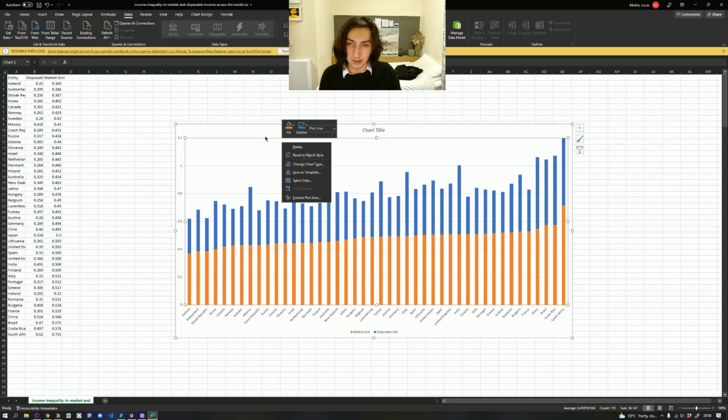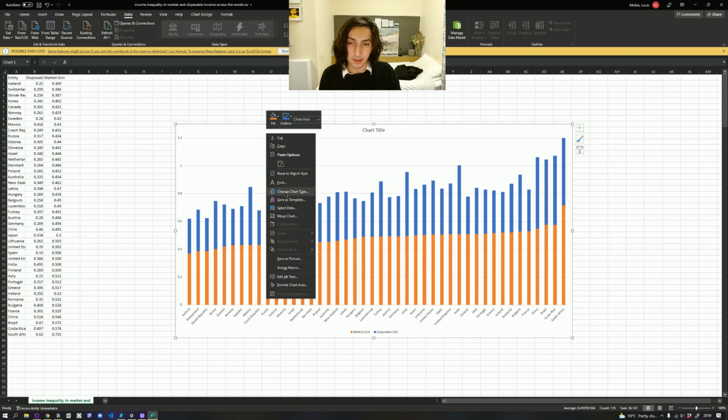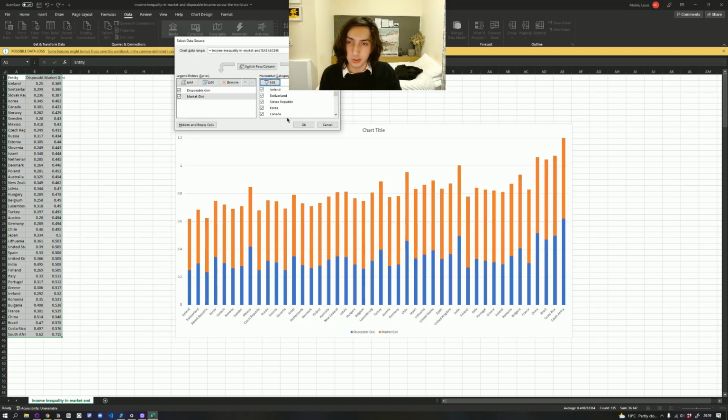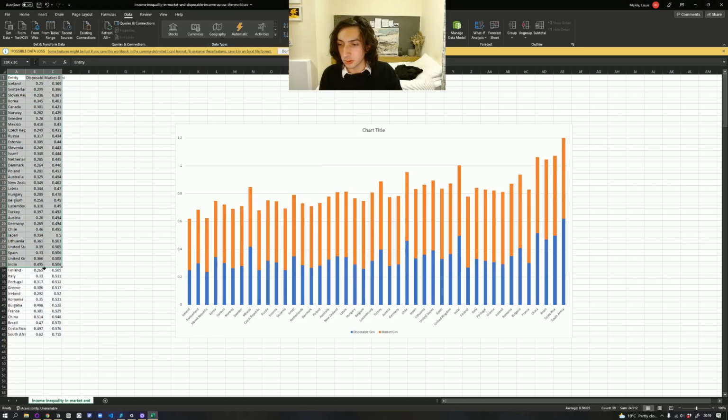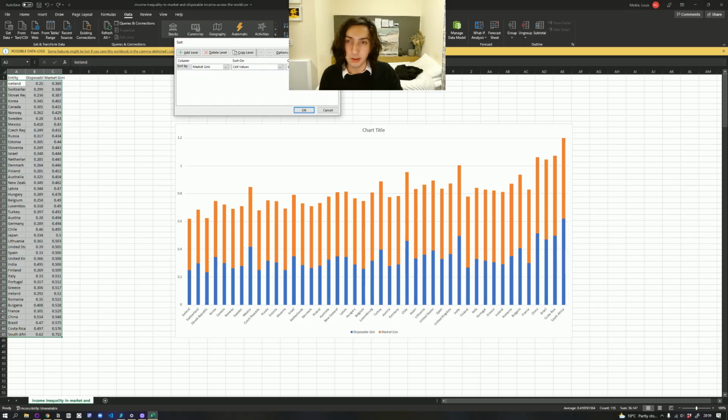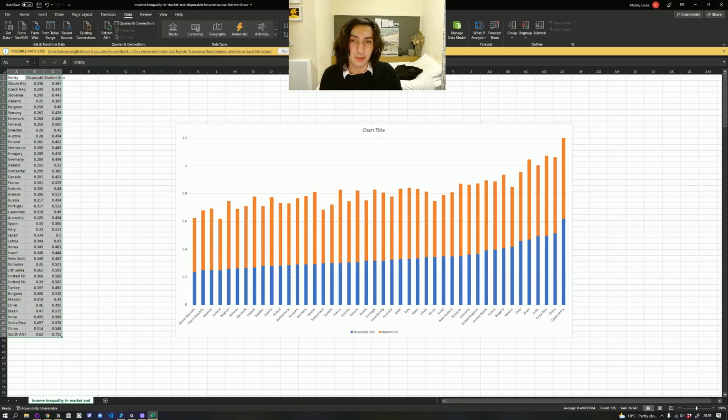Let me change it back quickly. Switch, and then sort by disposable. Huzzah! We've done it. You could also filter values in this, but you don't really need to. To be honest, there's a quicker way of filtering out all the zeros in the original data set that I did, which is just deleting them. But I'll leave that up to you guys.